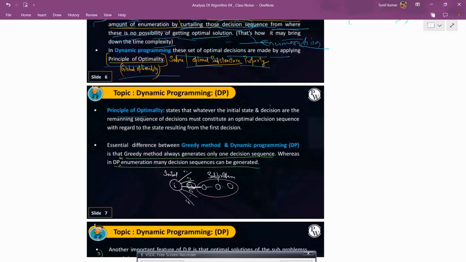What we are trying to say is that whatever the initial state and decisions are, the remaining sequence of decisions must constitute an optimal decision sequence with regard to the state resulting from the first decision. We will discuss that.